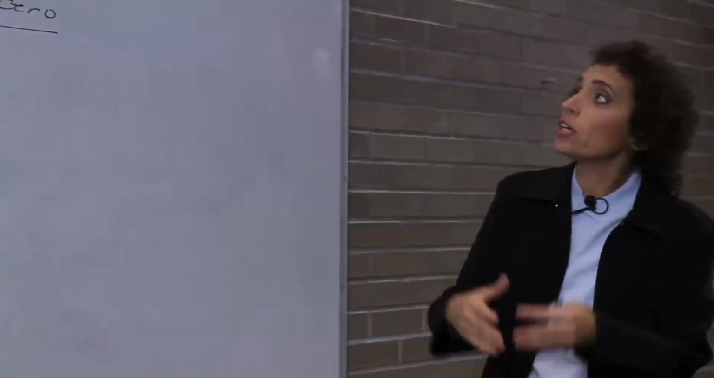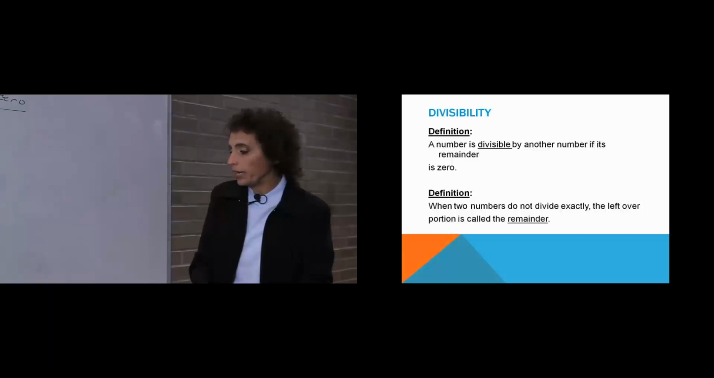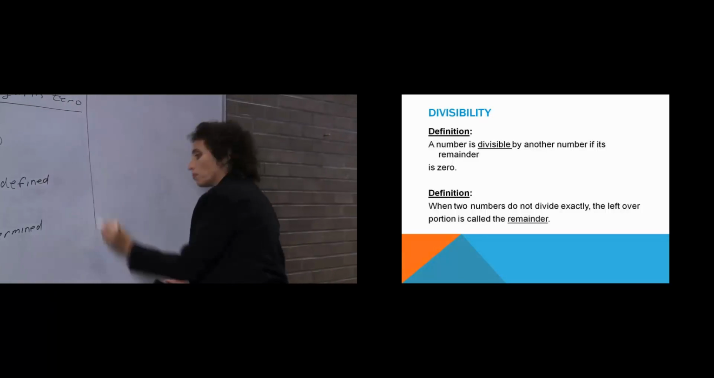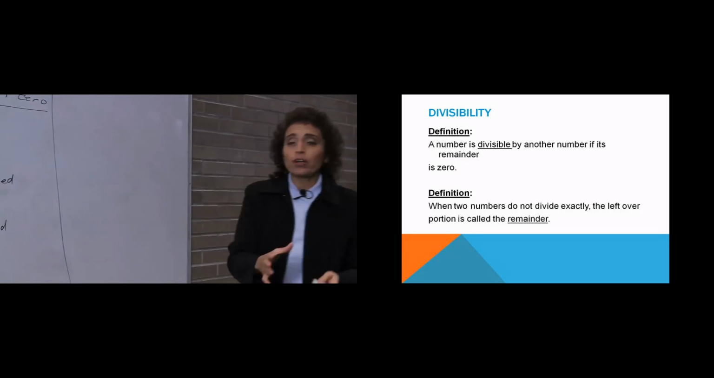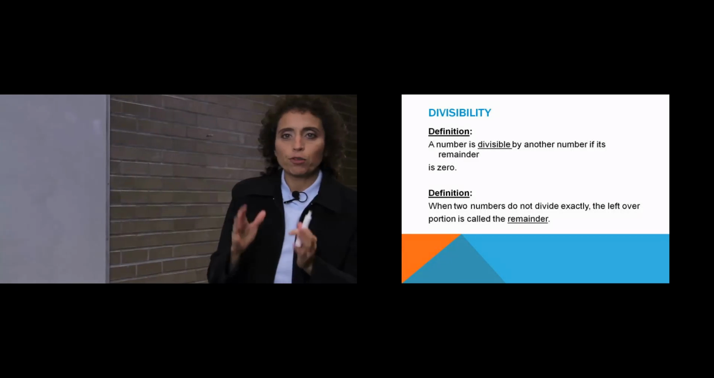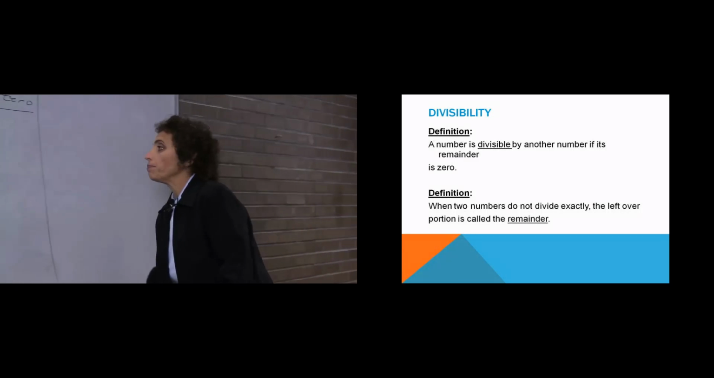Now let's talk about divisibility. A number is divisible by another number if the remainder is 0. Let me give you an example of that.